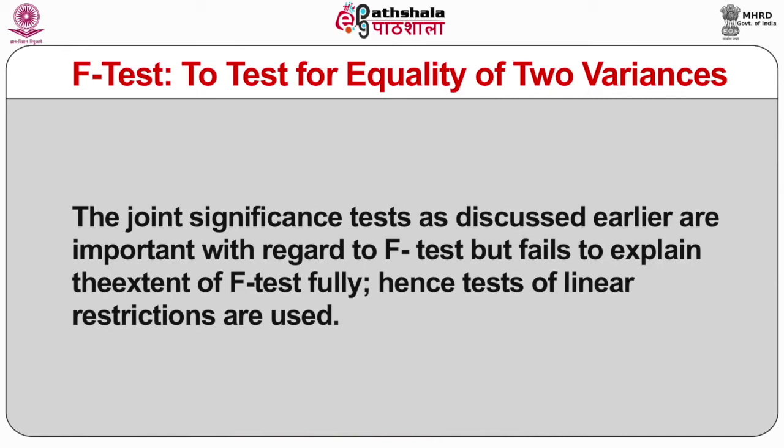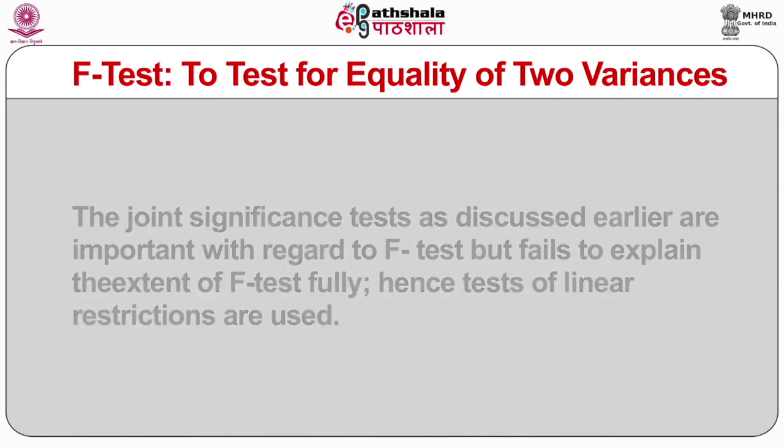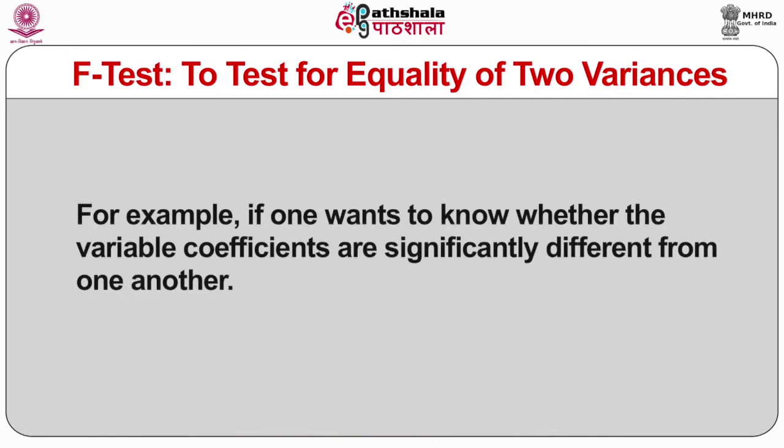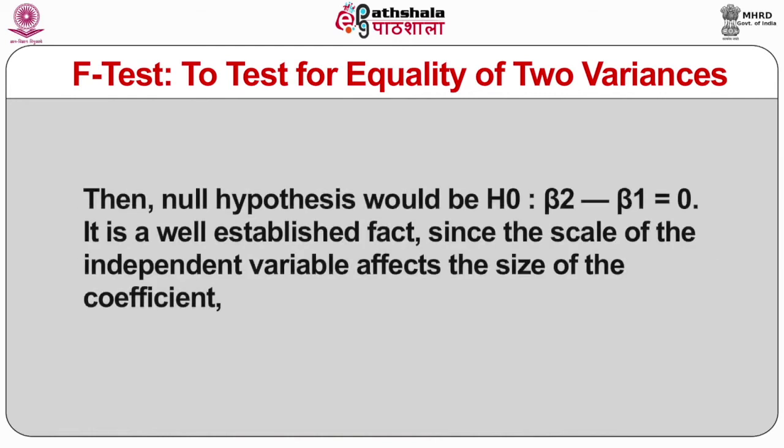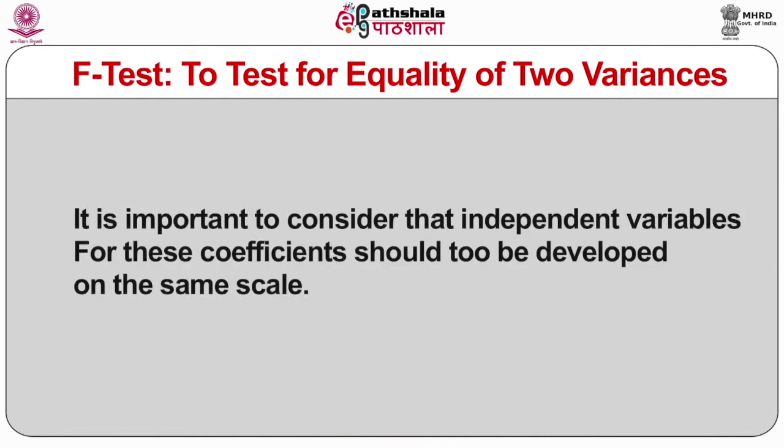Hence, the test of linear restrictions is used. For example, if one wants to know whether the variable coefficients are significantly different from one another, then the null hypothesis would be H0: B2 minus B1 is equal to 0. It is a well established fact that the scale of the independent variable affects the size of the coefficient. It is important to consider that the independent variables for these coefficients should be developed on the same scale.